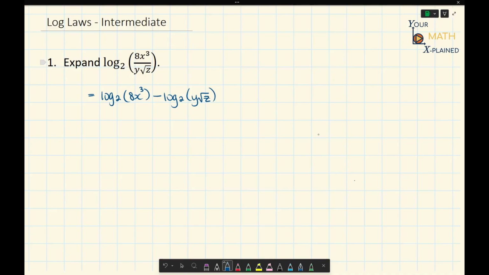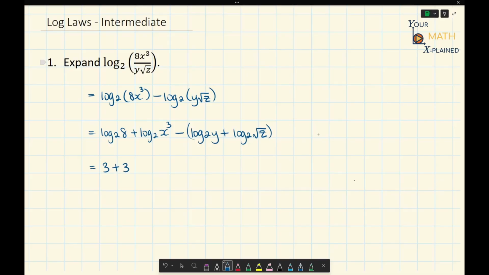And now within each log, we have multiplication going on, which means we can split them further into log base 2 of 8 plus log base 2 of x cubed, minus log base 2 of y. Let's put a bracket around there. And then we have plus log base 2 of square root z. And log base 2 of 8, we can actually just evaluate that, and it becomes 3.